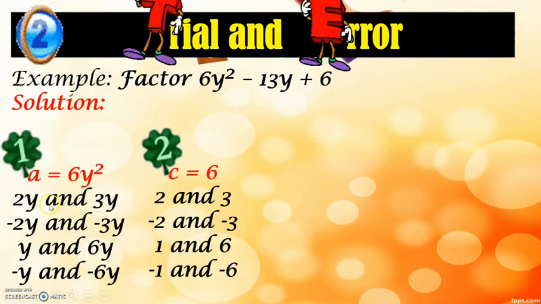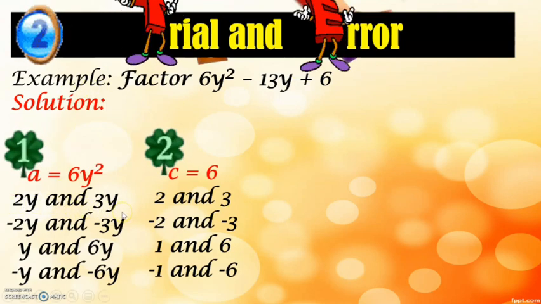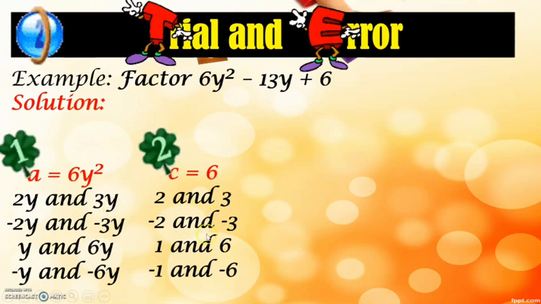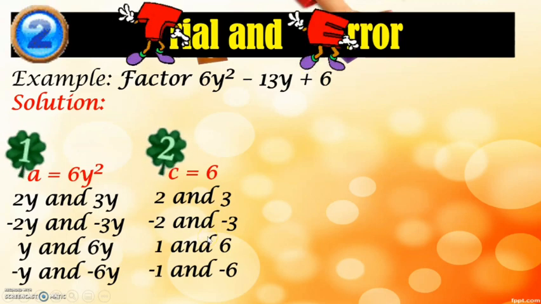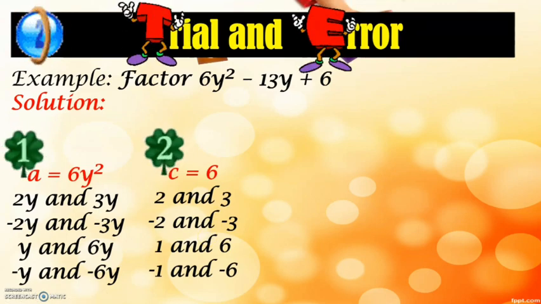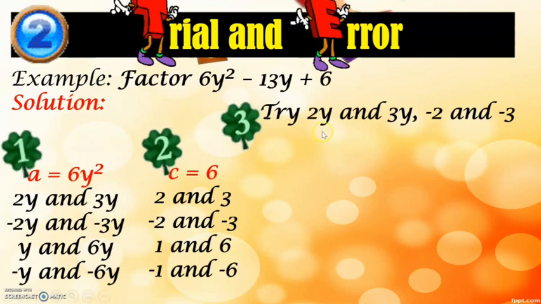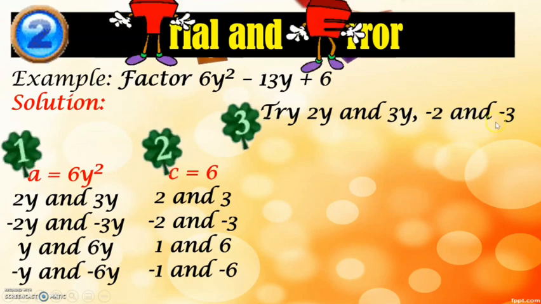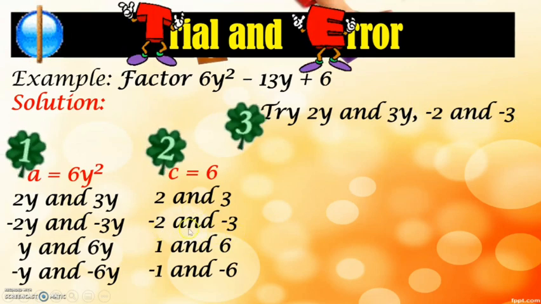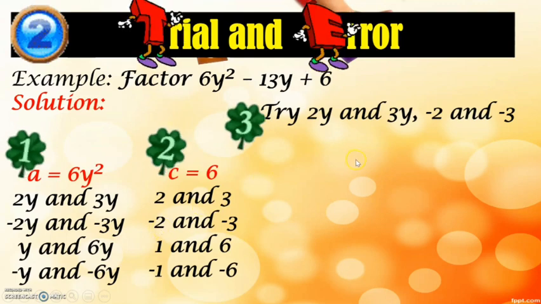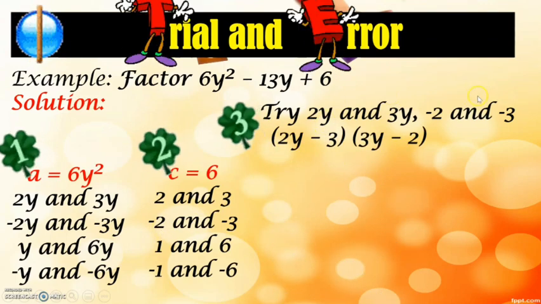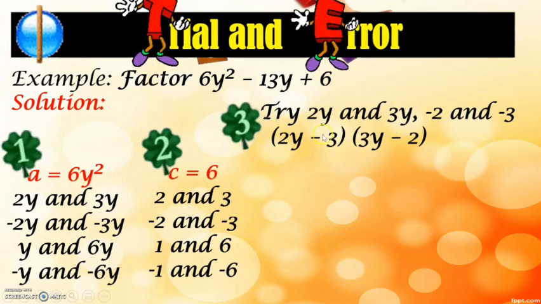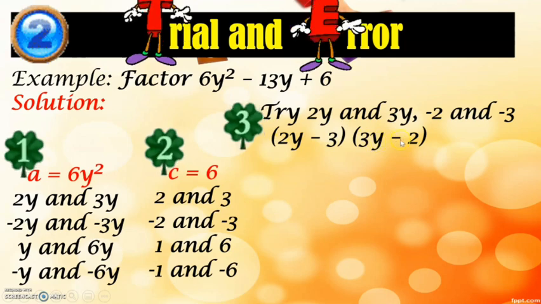So from here, I'm going to choose one pair of factors of the first term, one pair of factors of the last term, and I'm going to mix and match them. So that would be our step number 3. For today, I will be trying 2y and 3y, and this pair, negative 2 and negative 3. I will be combining 2y to negative 3 and 3y to negative 2. So I have 2y minus 3 multiplied by 3y minus 2.